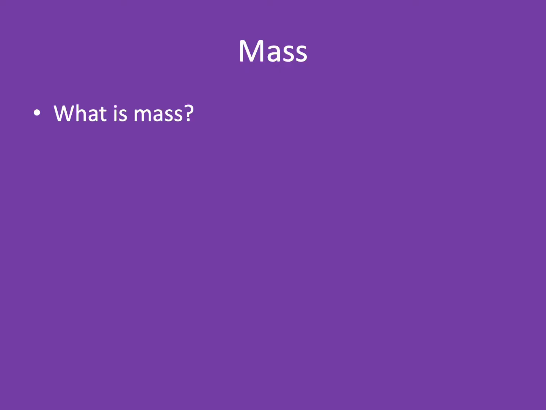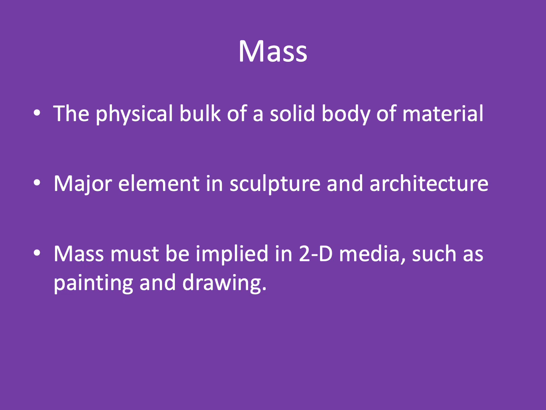Now, mass as a visual element is a little bit harder to understand. I know in most of your other classes, mass probably means weight or the bulk of something, and it basically means the same thing in art. Mass is the word that describes the shape of three-dimensional objects mostly. However, it can be present in two-dimensional art as well. We use it to describe a heaviness that's present.